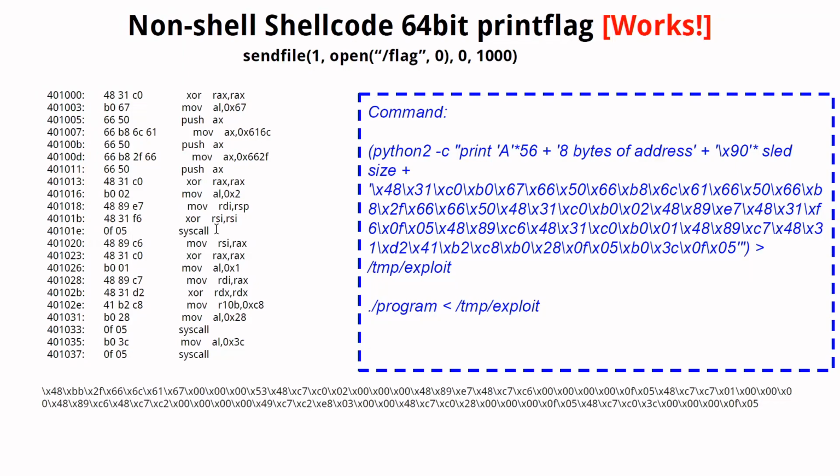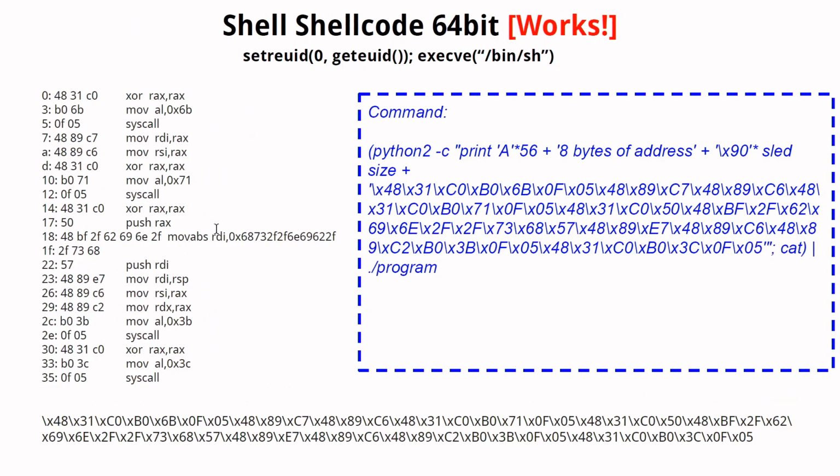Of course, in 64-bit, we can also return a real shell, and this is the shellcode for that. So we're not going to demo this anymore. You will do this as part of your homework. The idea here is the same. Before execve, you need to make those getEUID and setEUID system calls.